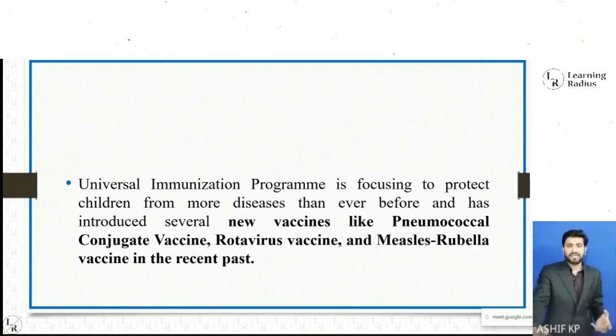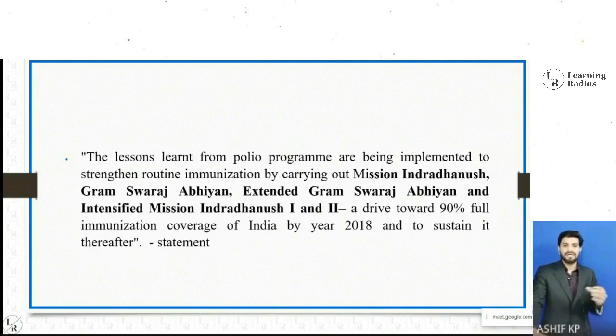So here again, the Universal Immunization Program is focusing on protecting children from more diseases than ever before and has introduced several new vaccines like pneumococcal conjugate vaccine, rotavirus vaccine and measles rubella vaccine in the recent past. The lessons learned from the polio program are being implemented to strengthen routine immunization by carrying out Mission Indradhanush, Gram Swaraj Abhiyan, Extended Gram Swaraj Abhiyan and Intensified Mission Indradhanush 1 and 2.